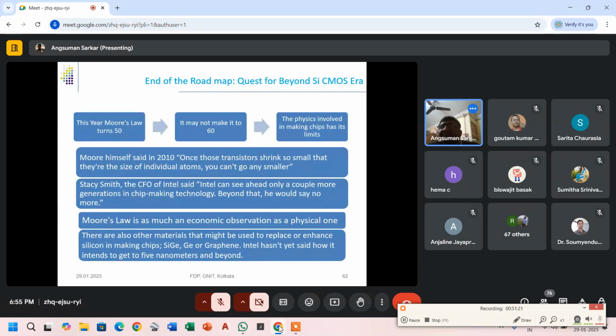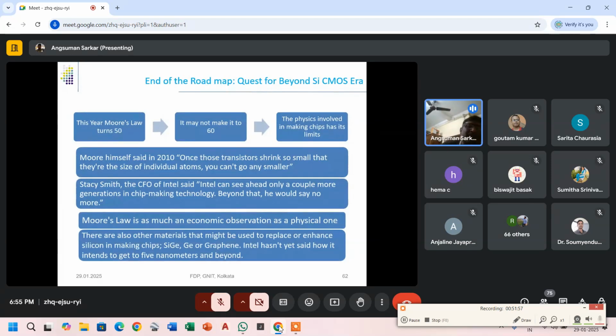The fundamental physics involved imposes a fundamental limit. Moore himself said in 2010 that once the transistors shrink so small that they are comparable to the size of individual atoms, you cannot go any further smaller. So that era has already come. The CEO of Intel, Stacy Smith, said that Intel can see ahead only a couple more generations in chip making technology. Beyond that, there is no more.